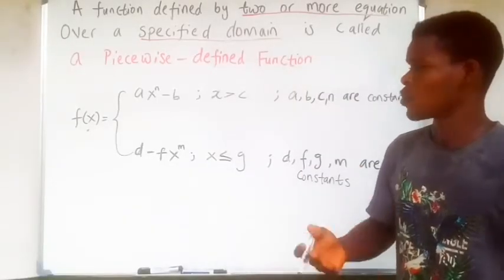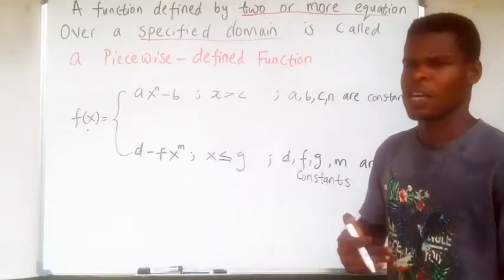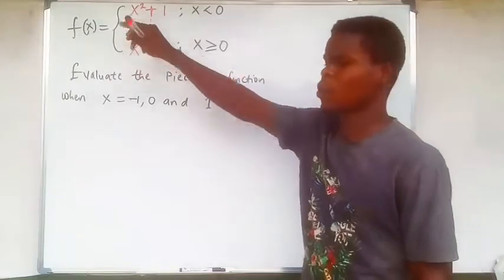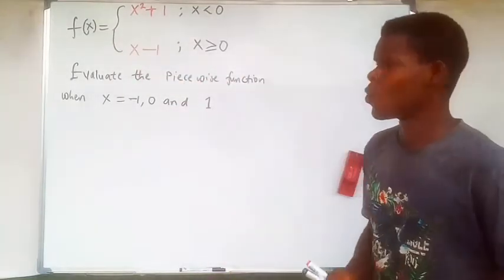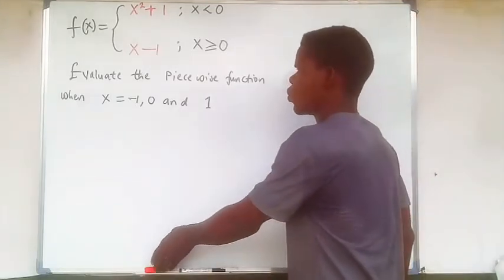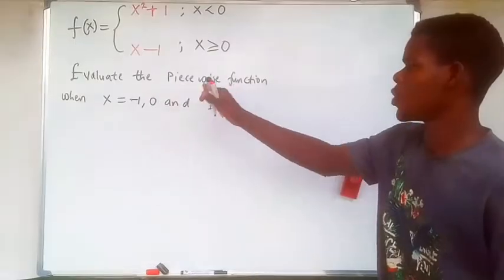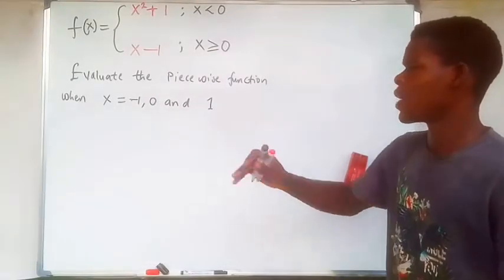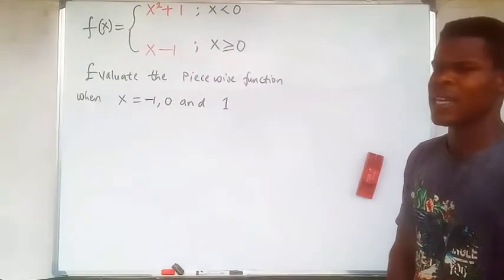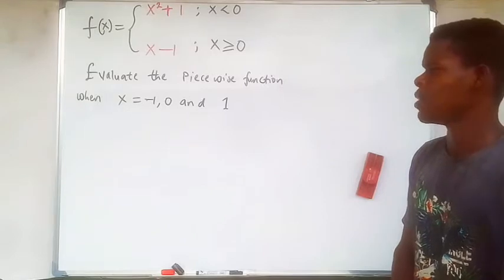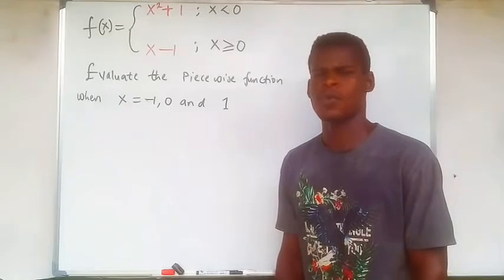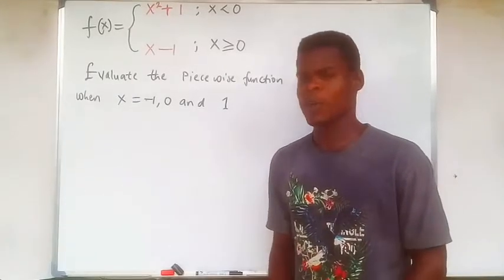Okay, so let's go ahead and solve some examples on this so you understand more about it. The piecewise function f of x is said to be x squared plus 1 when x is less than 0, and x minus 1 when x is greater than or equal to 0. Now the question is this: evaluate the piecewise function f of x when x is equal to -1, when x is 0, and when x is 1. So there are three cases. The first case is when x is -1, the second is when x is 0, and the third is when x is 1.